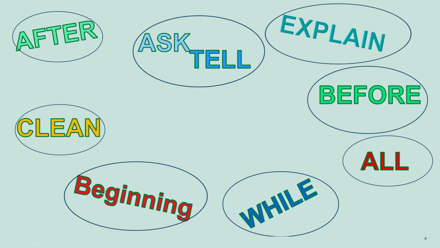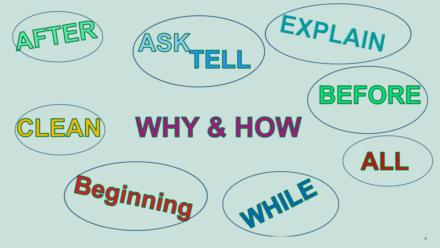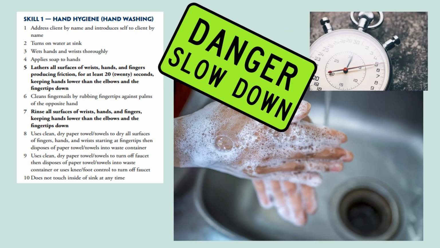And most importantly, the best way to help candidates succeed is to make sure that they understand why they're performing the skill and step, and how the skill step is to be performed based on best practice. The first skill is always hand hygiene, and for many reasons, this is one of the most important skills. Candidates often rush through this skill, possibly from nerves, or simply they are not as concerned with the skill. After all, it's just hand washing. We do that all the time.